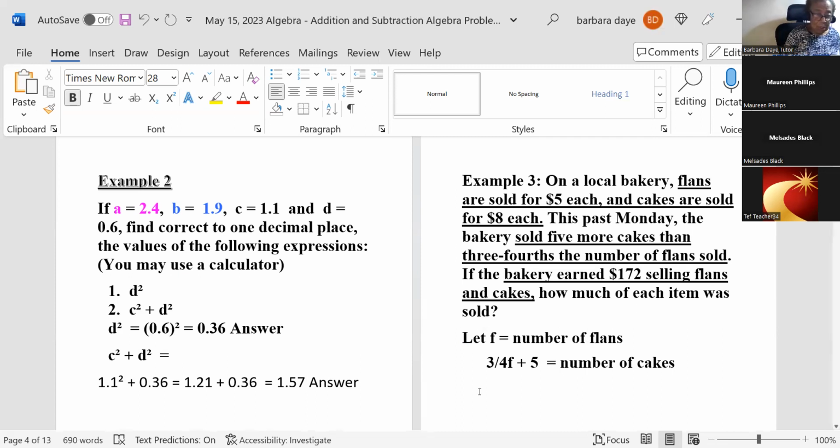So here's the way that would look. Let me put the $5, that's the $5 for the flans. So 5F plus, and the cakes were $8, so this will be 8 times the number of cakes, and that's 3/4 F plus 5. If you multiply that out, then we set that equal to the total, 172. If you solve that for F, you'll have the number of flans, right? And then you can take 3/4 of that F and add the 5, you'll have the number of cakes. Is there a question on the setup?